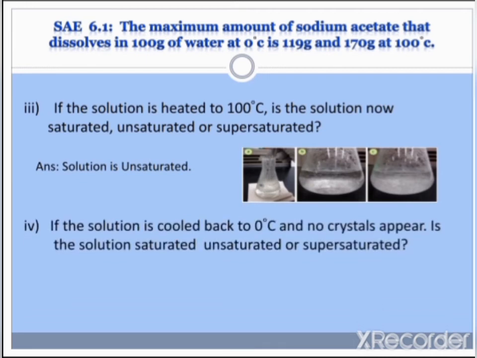If the solution is cooled back to 0 degree centigrade and no crystals appear in the solution, then the solution is saturated, unsaturated, or supersaturated? Answer: the solution is supersaturated, because at 0 degree centigrade more than the maximum amount of solute remains dissolved in the solvent.